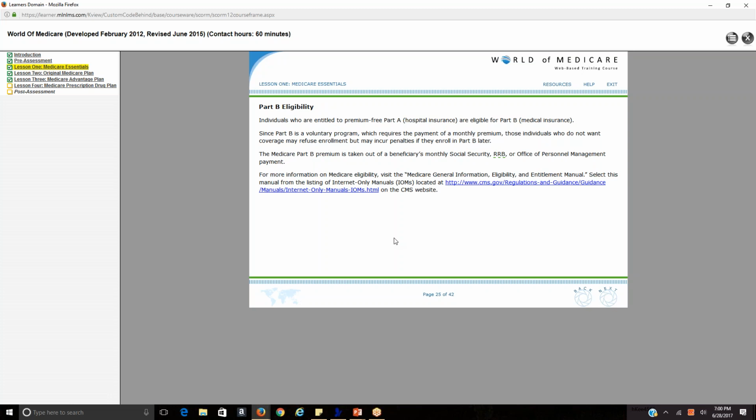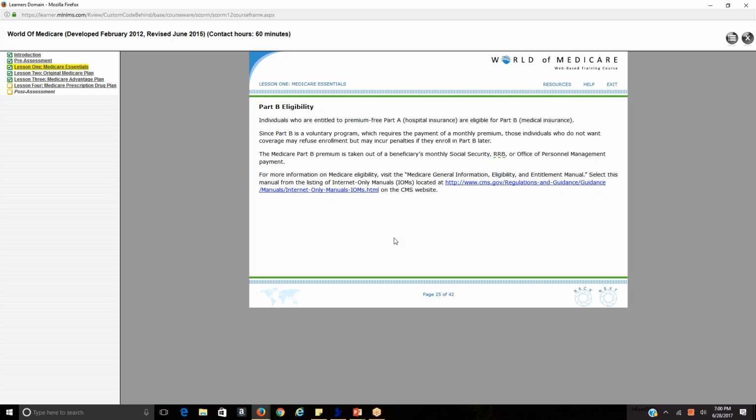Individuals who are entitled to premium-free Part A benefits are also eligible for Part B, which is the medical insurance. And since Part B is a voluntary program that requires the payment of a monthly premium, those individuals who don't want coverage can refuse enrollment but may incur penalties if they enroll in Part B later. So here's what happens.